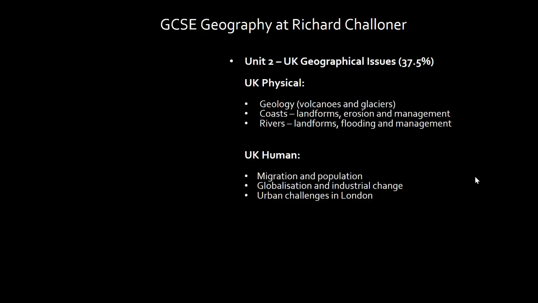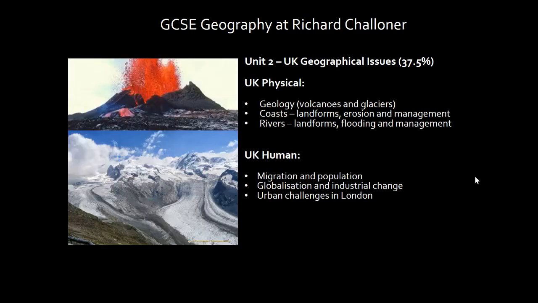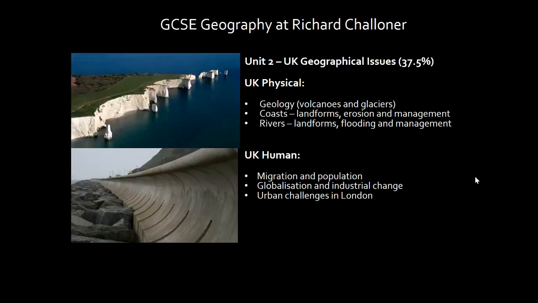Unit 2 is looking at UK geographical issues and is the same weighting as Paper 1. This whole paper focuses on the UK, and we split it up into UK physical and UK human. The UK physical looks at geology, so how glaciers and volcanoes have worked together to shape and change the country that we live in. We then look at coastlines, how they form, how the landforms vary, the change, the impact, and then also how coastlines are managed.